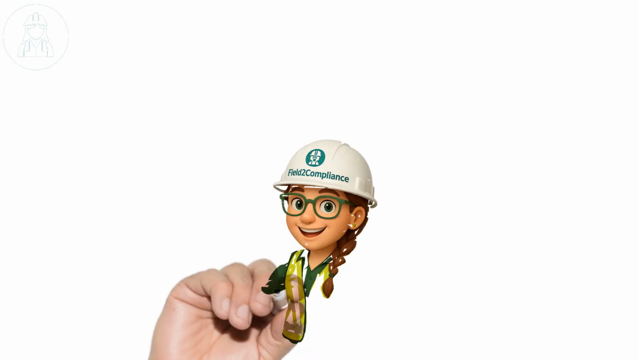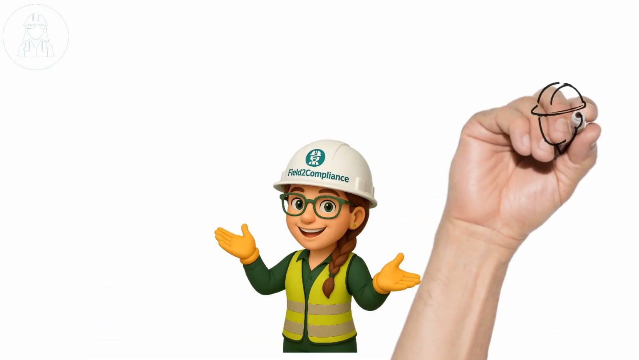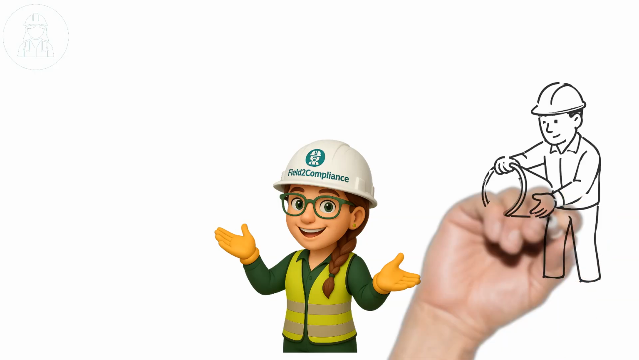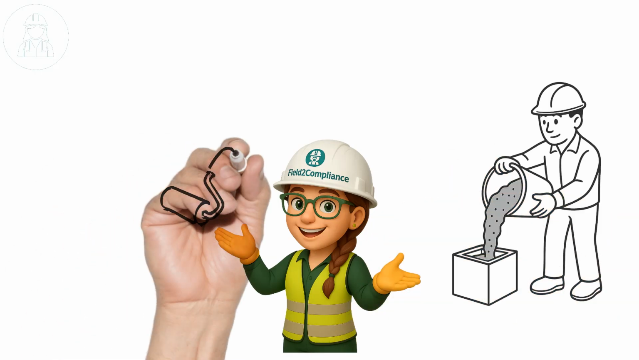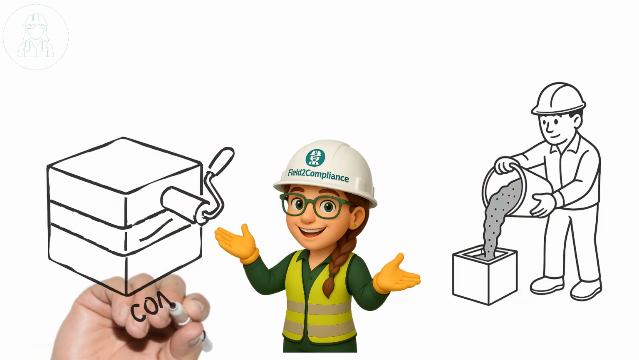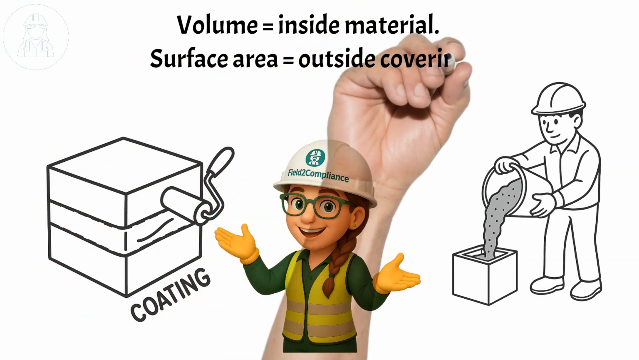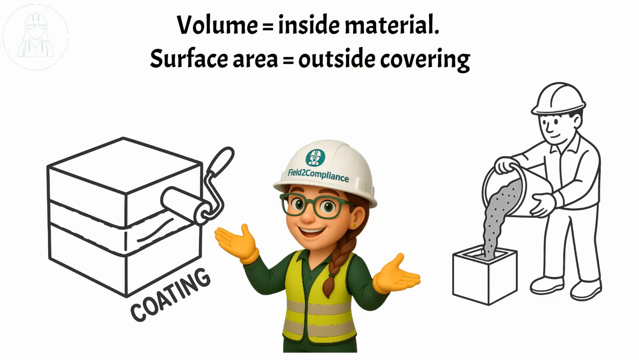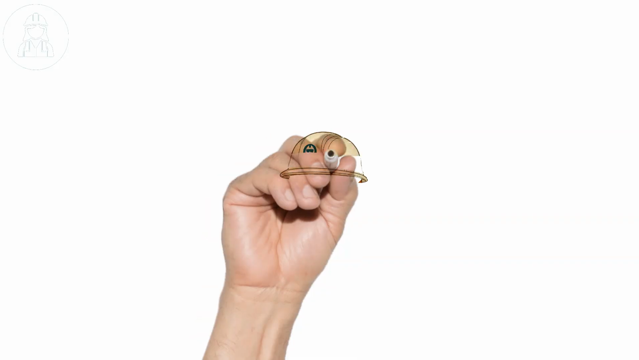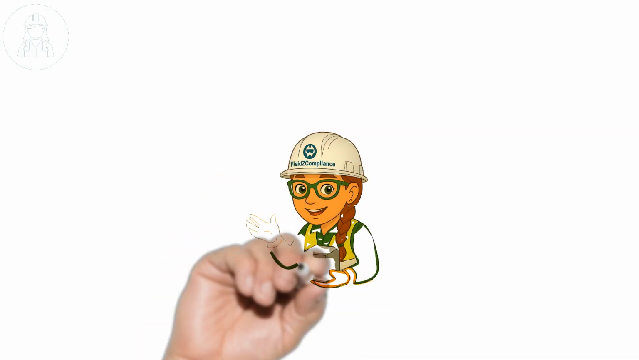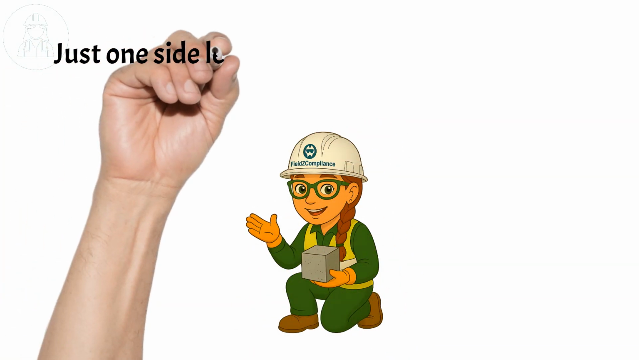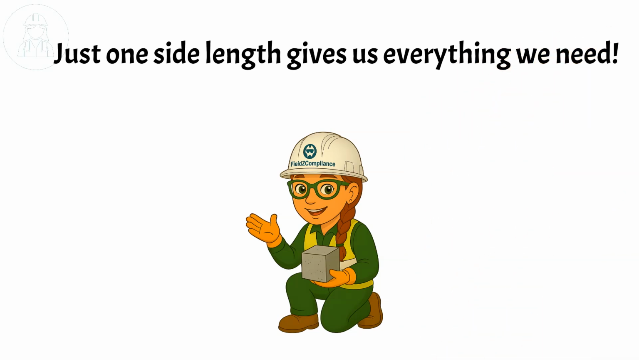So what does this mean on the job site? The volume tells us how much material goes inside the cube, while the surface area tells us how much covering, coating, or formwork we'd need on the outside. In other words, knowing just the side length gives us everything we need to calculate both the inside space and the outside surface of a cube.